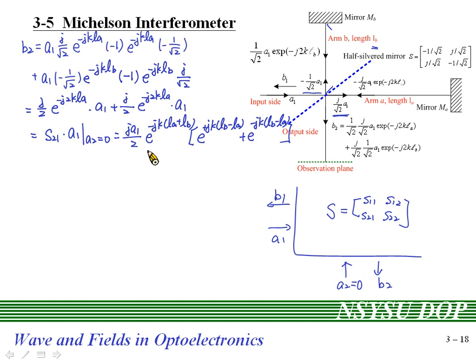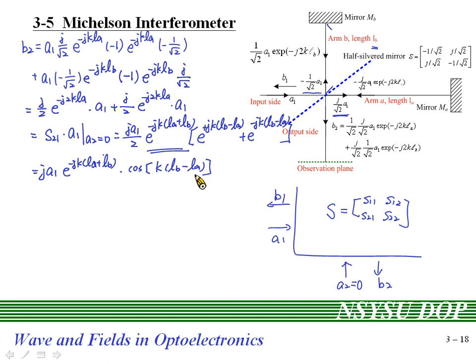If you take the common term here, the above two terms can be written in this way. The reason we write it this way is because it can be transformed to a cosine function. So the final result will be jA1 times exponential minus jk(LA plus LB) times cosine k(LB minus LA).